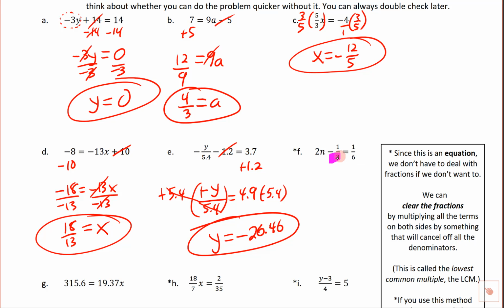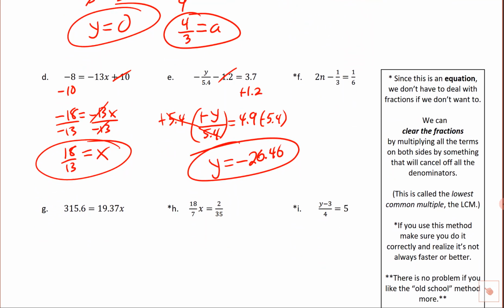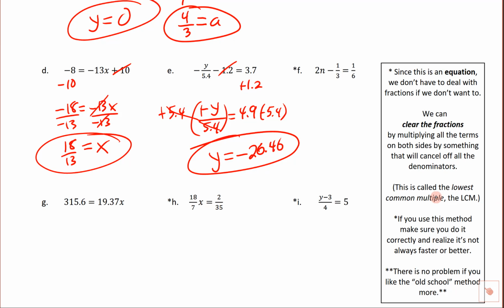It's these denominators that really mess things up. That's what makes things look ugly and kind of nasty to work with. So what we're going to do is multiply all the terms on both sides by something that will cancel off all the denominators. So we need to cancel off a 3 and we need to cancel off a 6. This is sometimes called the least common multiple or the lowest common multiple.